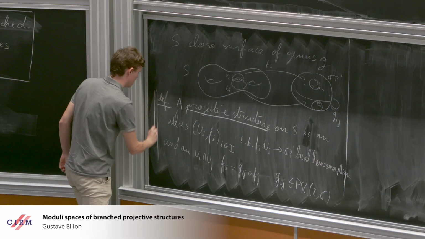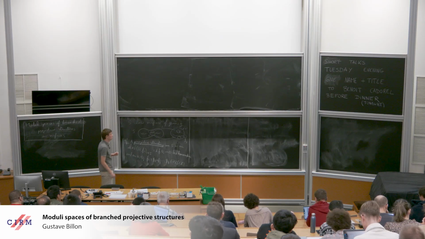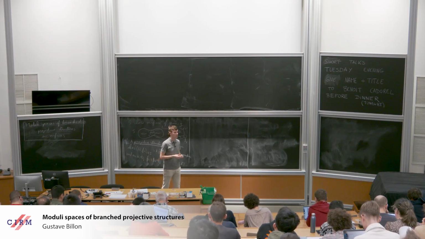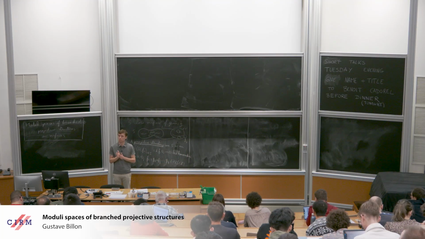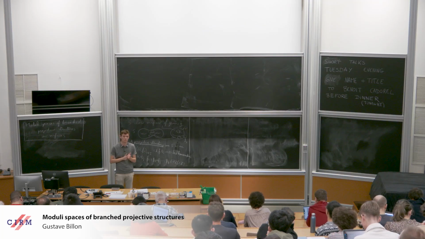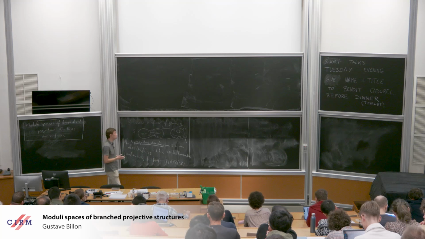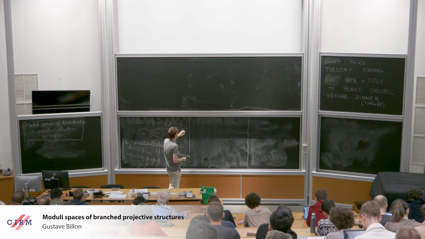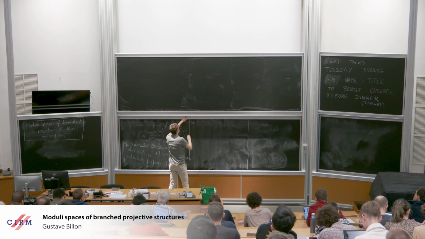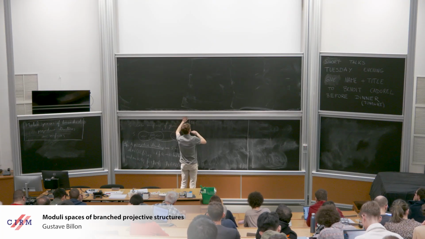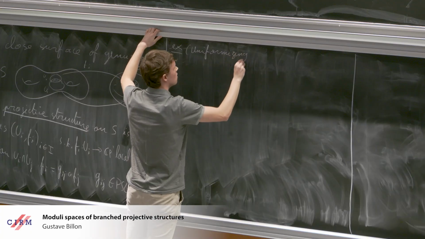So this is a very old notion. It was introduced by Poincaré in the 1880s as an analogue of elliptic integrals for curves of genus greater than 2. And it was an important tool in the proof of the uniformization theorem. And so an important example of projective structure is given by the uniformization theorem. So it's the uniformizing projective structure.